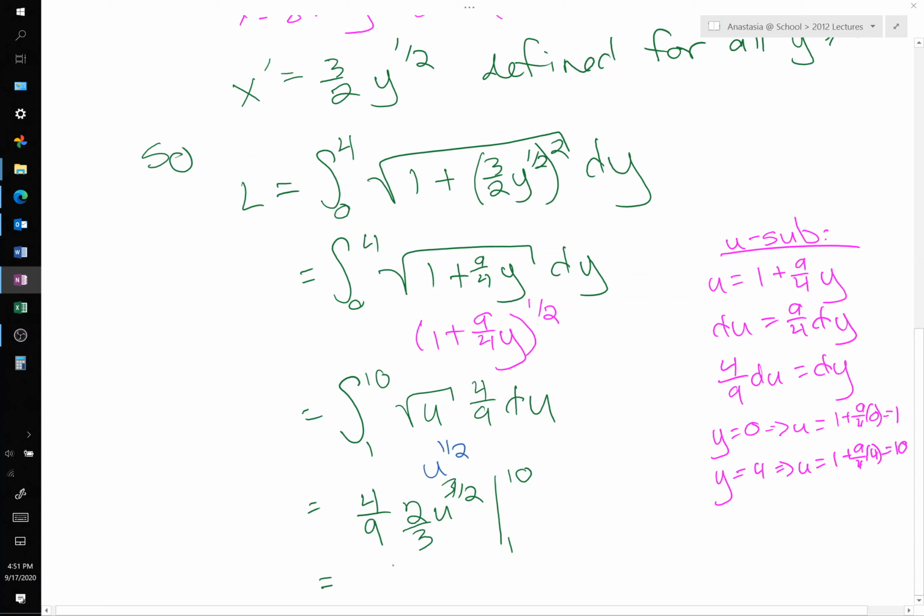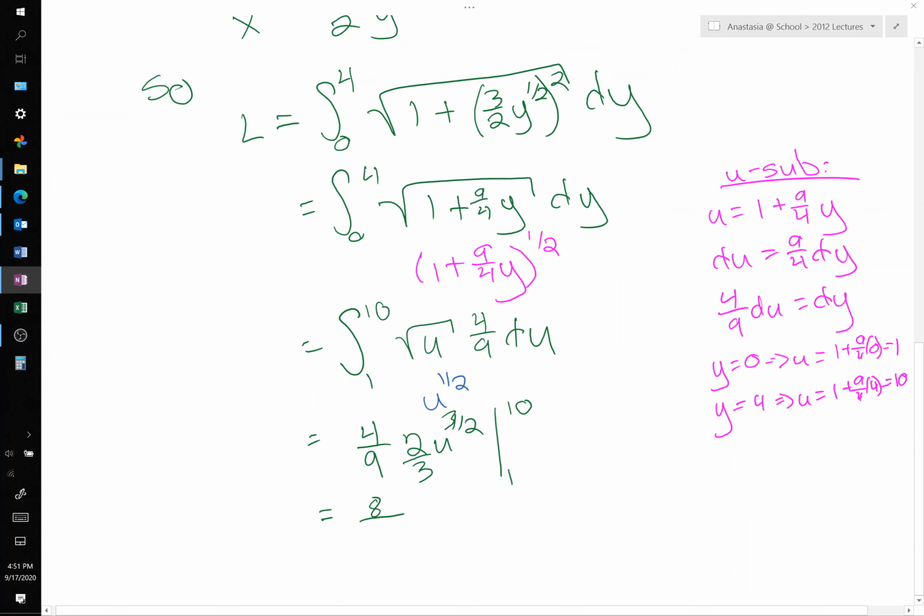So we will get, let's see, 8/27 times 10 to the 3/2 minus 8/27, or some version of that. You could potentially have the 8/27 factored out, so then you'd have 10 to the 3/2 minus 1. You could simplify 10 to the 3/2 if you want, but remember, I don't require simplification.